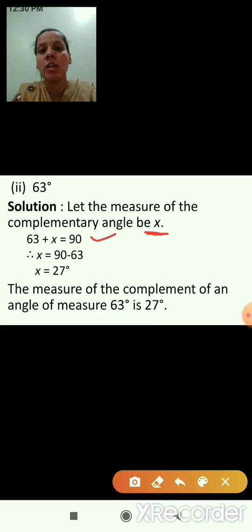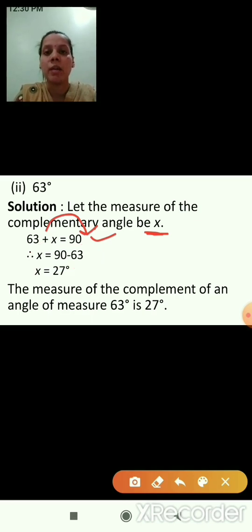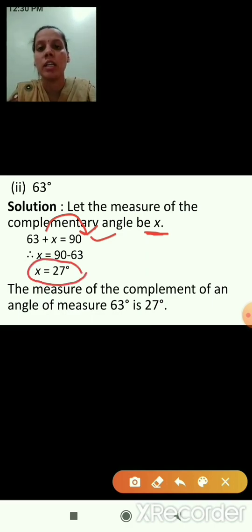Now in the second step, this 63 will go this side, so it becomes minus 63. Correct. So x is equal to, in the second step, as you can see here, 90 minus 63. Yes. Do the subtraction now. 90 minus 63 is, correct, 27. So x is equal to 27 degree. So the final answer is: the measure of the complement of an angle of measure 63 degree is 27 degree.